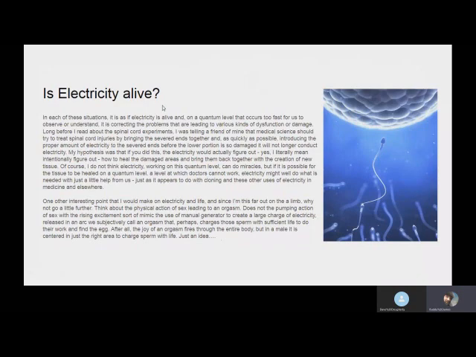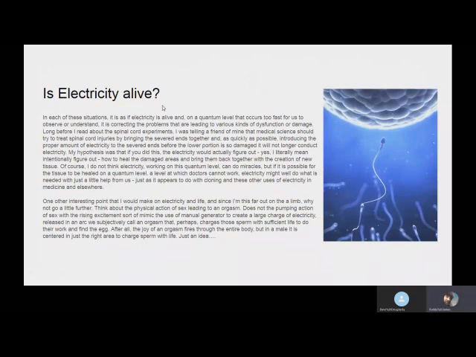One other interesting point that I would make on electricity in life, since I'm this far out on a limb, why not go a little further? Think about the physical action of sex leading to an orgasm. Does not the pumping action of sex with the rising excitement sort of mimic the use of a manual generator to create a large charge of electricity released in an arc we subjectively call an orgasm that perhaps charges those sperm with sufficient life to do their work and find the egg?